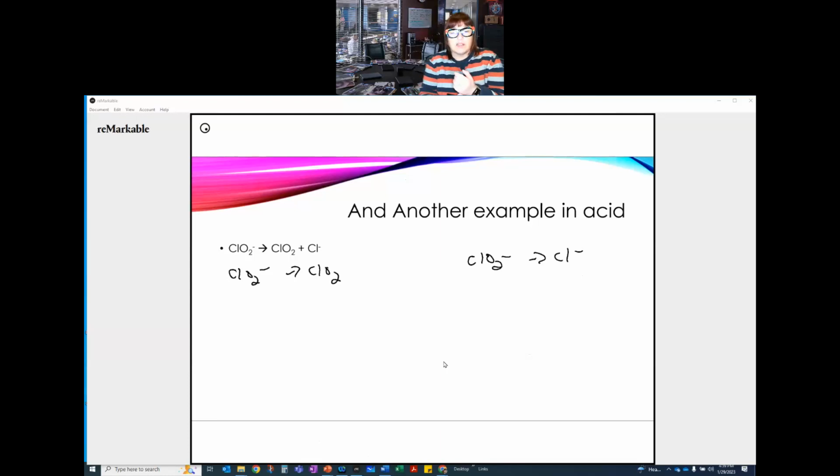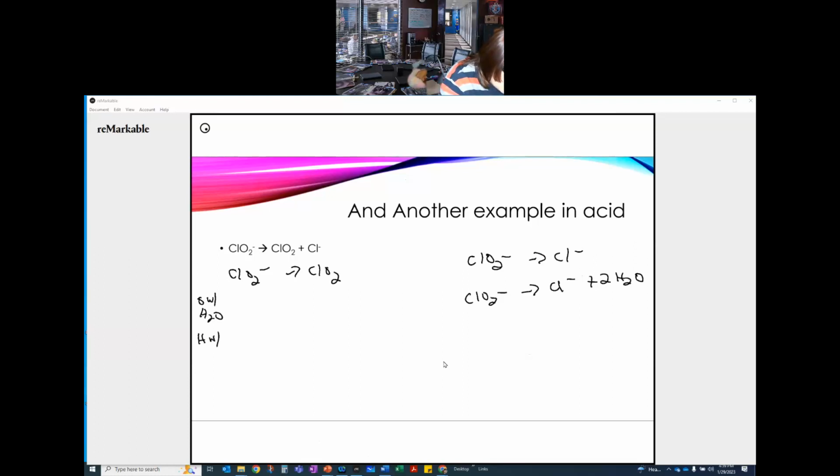So I have 1 Cl, 1 Cl, 1 Cl, 1 Cl. So my chlorines are balanced. Okay, let's do O with H2O. So I have 2 oxygens on my reactant side, 2 on my product side. I have 2 on my reactant side. It's a Cl minus plus 2H2O. So this one didn't need it, and the other one did. Let's skip writing it at this point.